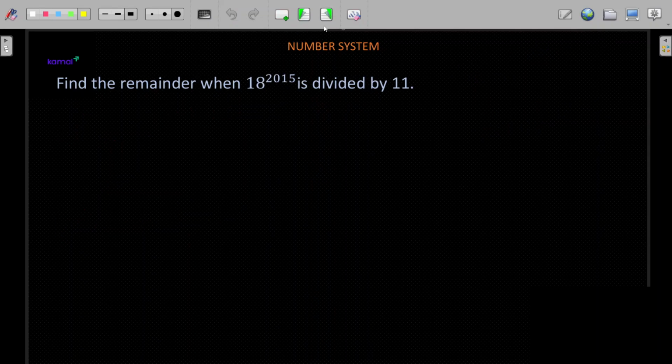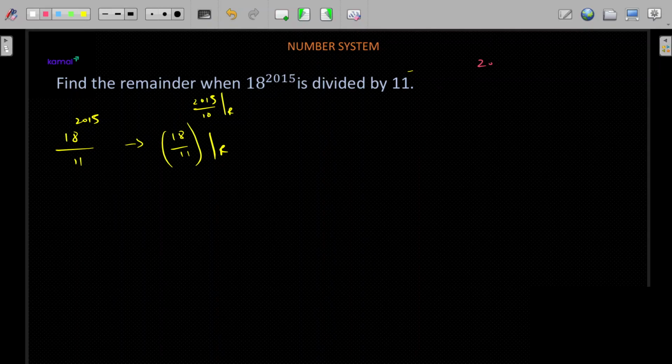Find the remainder when 18 power 2015 is divided by 11. Again, we use Euler's theorem because the divisor is 11, and 11 and 18 are co-prime, since the highest common factor is 1. So 18 power 2015, if I divide by 11, how do I find my remainder? From this we can say 18 by 11, with the whole power 2015 divided by 10, to find my remainder.